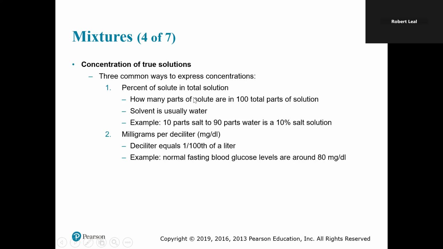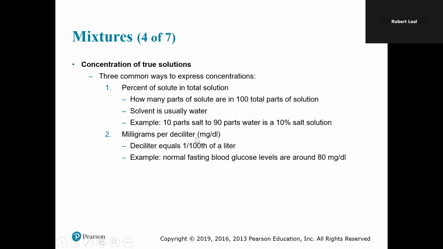I don't focus so much on this, but when something becomes more concentrated, which means it has more solutes and less solvent, in other words, more solute, less water, that would indicate for us maybe when you're becoming dehydrated. But just to give you an example of a concentration, how is it represented? This way they can measure how many parts of a solute there are in 100 total parts of solution. Example, 10 parts of salt to 90 parts of water is a 10% salt solution.